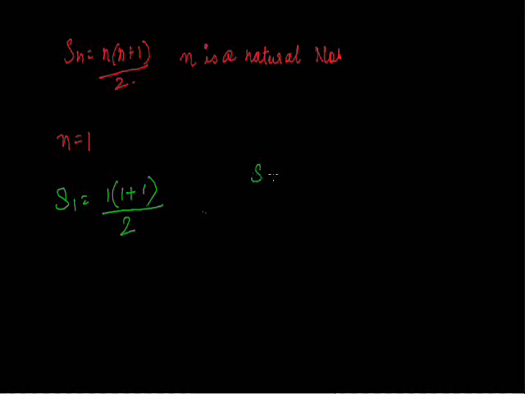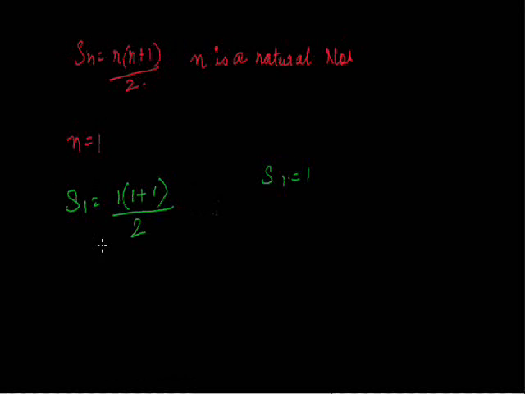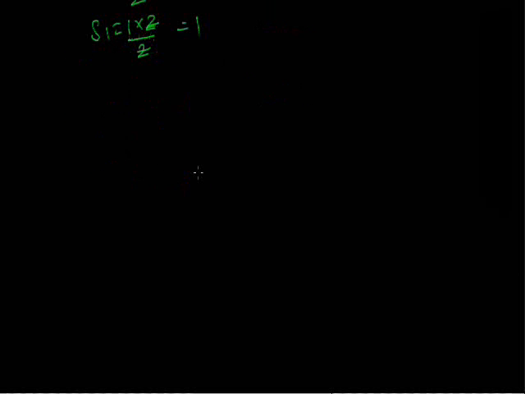And S1 is equal to only the natural number 1. So S1 is equal to 1 into 2 by 2, which is equal to 1. Cutting 2, because 2 gets cancelled out with 2, so S1 is equal to 1, which is following the formula given here. Now we will try to find it for Sm.